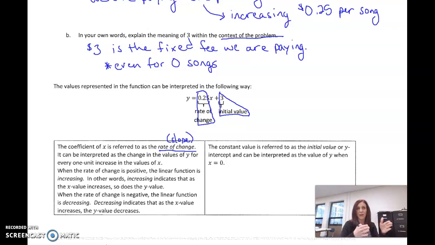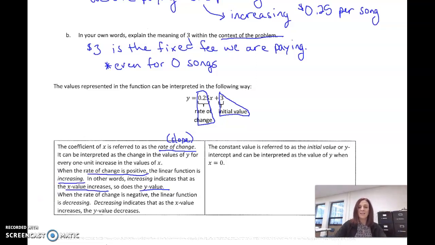As we're graphing, right? Is our line going up or down? How much is it going up or down? When the rate of change is positive, the linear function is increasing. All right, so when this coefficient of x, our slope, our rate of change, when it's a positive number, our linear function's increasing. It should be, right? We're paying 25 cents more per song. So how much we're paying is going up. So it says, in other words, increasing indicates that as the x value increases, so does the y value. The more songs you download, the more you're going to pay.